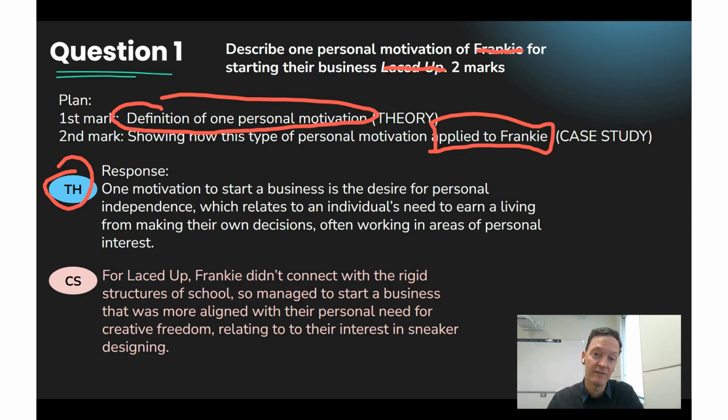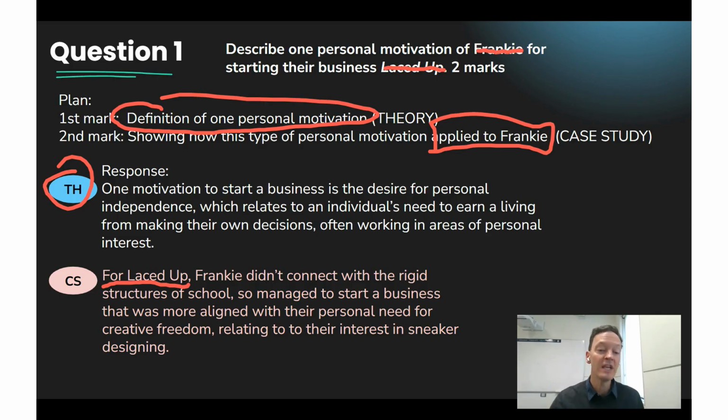Now for your second mark, CS for case study, you then are going to apply those key ideas here to this particular business case study. And so we've got here 4 Laced Up. It's really strongly recommended you start all your case study applications with 4 and then the business name, just to show your assessor you're moving on to the case study application.